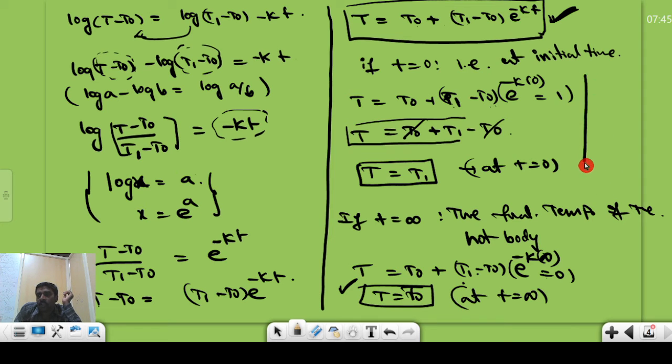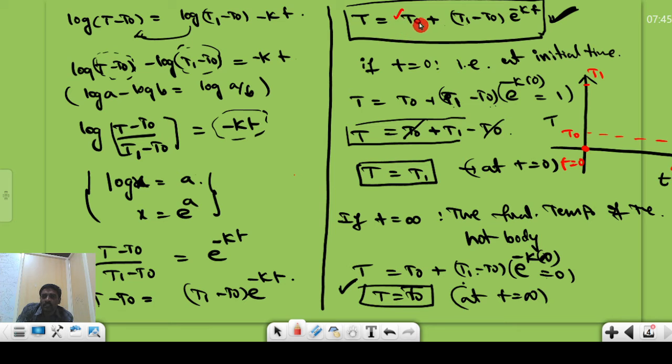Now if you draw a graph with respect to time and the temperature of the hot body at each time, what will happen? At initial time, t is equal to 0, the hot body has temperature T1. At t is equal to infinity, the hot body has the surrounding temperature T naught. So what is the shape of the graph in between? Please look at this.